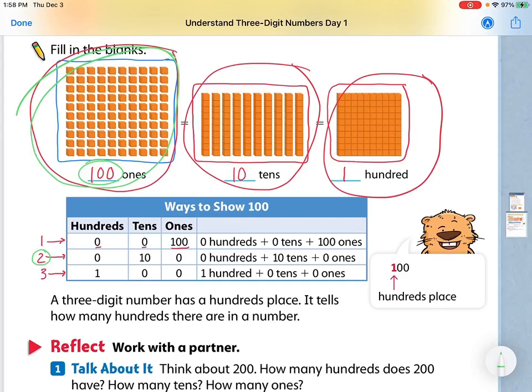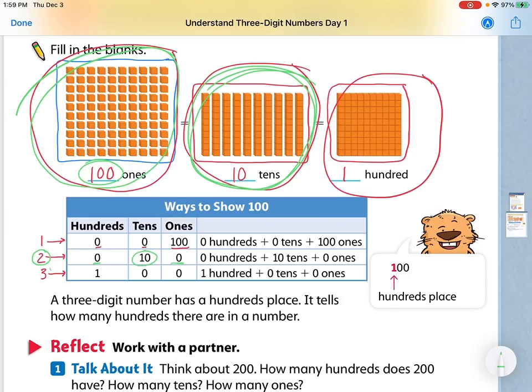Let's take a look at row number 2. Row number 2 is saying we could have 0 hundreds, but we could have 10 tens and 0 ones. So which one is showing us 0 hundreds, but 10 tens and 0 ones? Yes, you're right, it's this one in the middle. This one's showing us 10 tens, but we don't have any hundreds with it, and we don't have any ones with it. 10 tens shows us 100, okay? So 0 hundreds, 0 ones, but 10 tens.